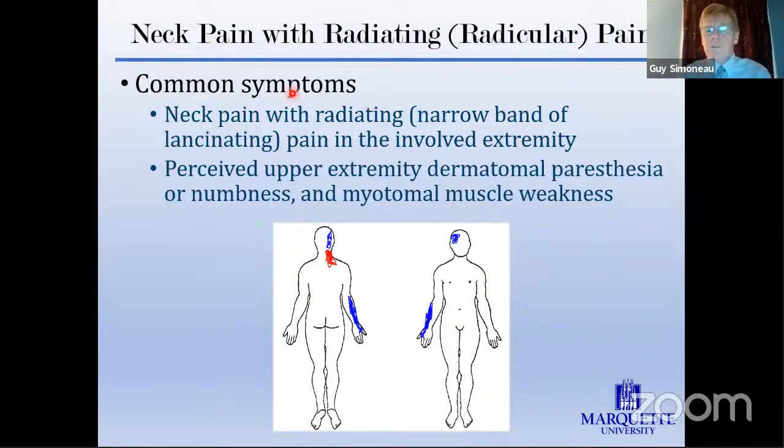So the common symptoms we expect in this group would be neck pain with radiating pain, and radiating pain here is illustrated in blue, which tends to be more specific to a dermatome region associated with that nerve root. And also the person may feel that they have perceived paresthesia. They feel that they have a little numbness. They feel like they don't have as good sensation or motor function.